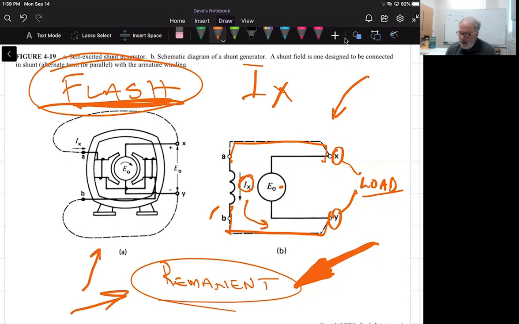In the next section, we'll go through some specifics and go into a little more detail with the operation of a self-excited shunt generator. And again, what we're going to do the rest of this chapter is work off this basic understanding that we have and look at details of different types of generators going forward.